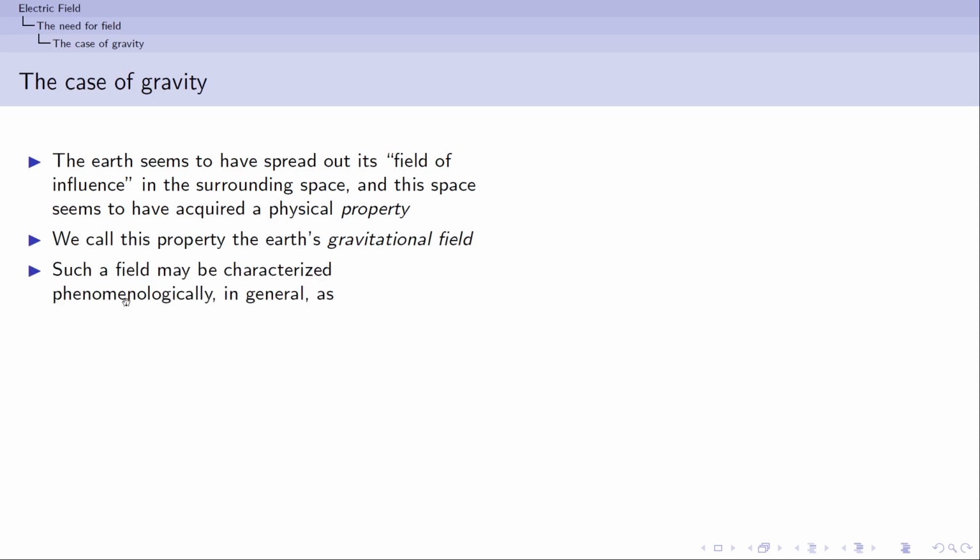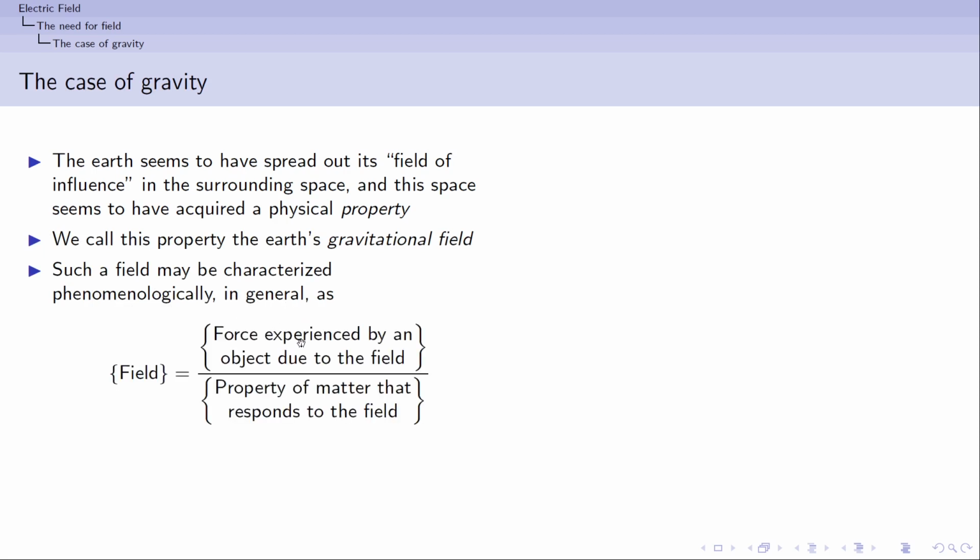Okay, and in general, such a field may be characterized phenomenologically in this way. We can measure the field at a place in terms of the force experienced by an object. So field is defined more generally as the force experienced by an object due to the field divided by the property of matter that responds to the field. This is a general expression which is applicable to the electric field as well as the gravitational field. So the earth's gravitational field is the force experienced by the object due to that field, let's say that force is F. And what is the property of matter that responds to that field?